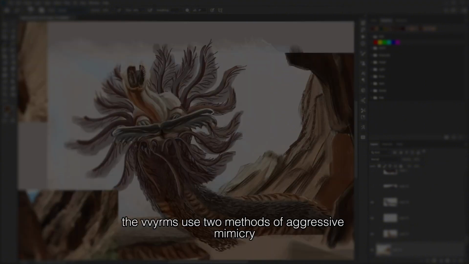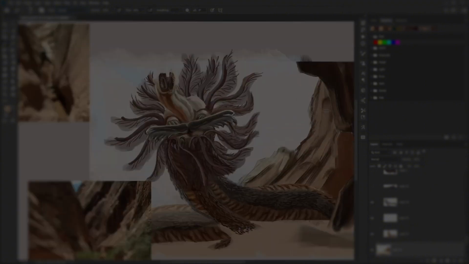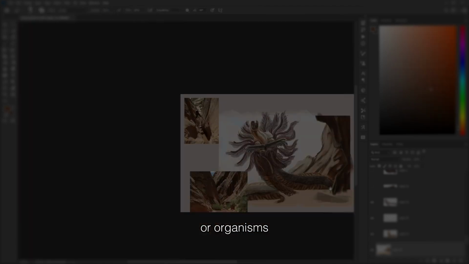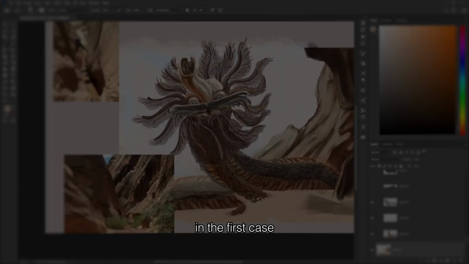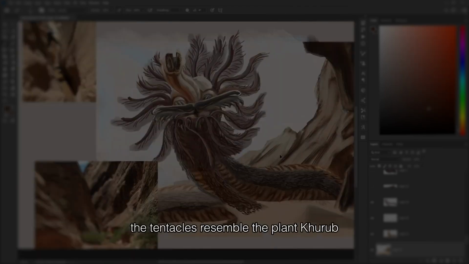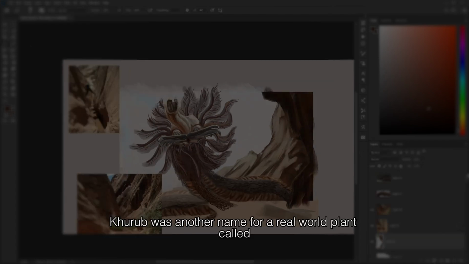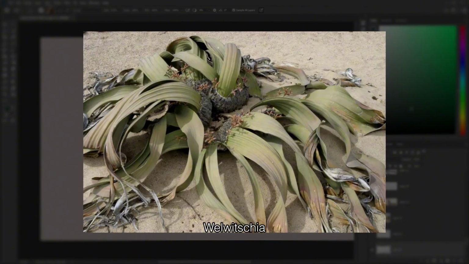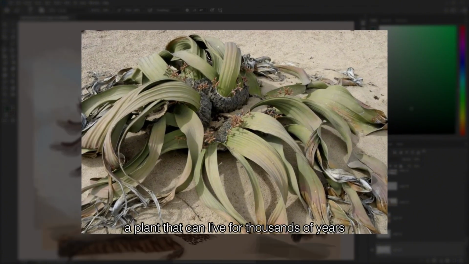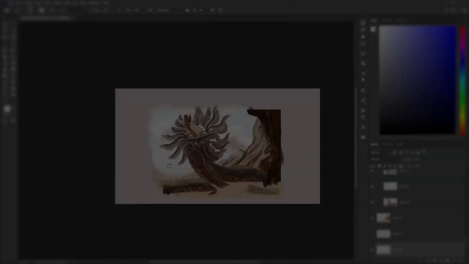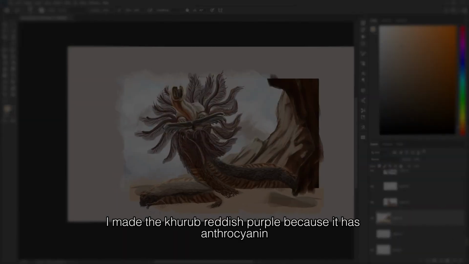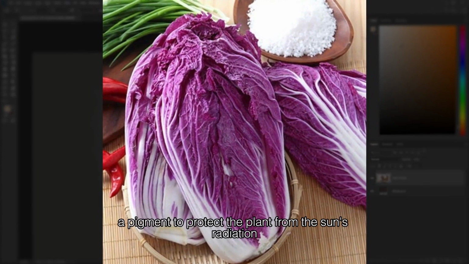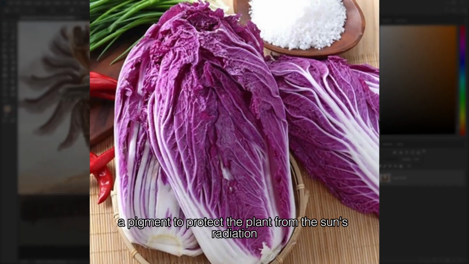The worm uses two methods of aggressive mimicry, in which they mimic another harmless object or organism. In the first case, the tentacles resemble the plant kurup. Kurup was another name for a real-world plant called Welwitschia, a plant that can live for thousands of years. I made the kurup reddish-purple because it has anthocyanin, a pigment to protect the plant from the sun's radiation.